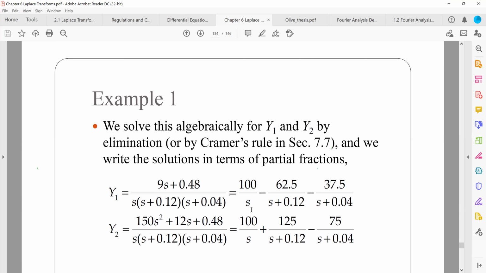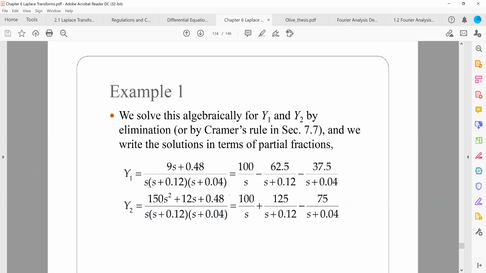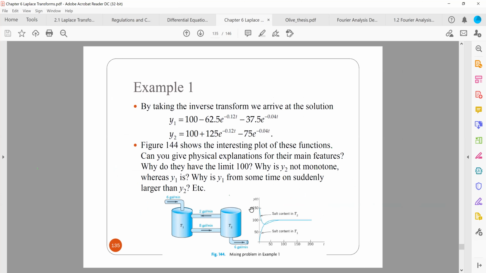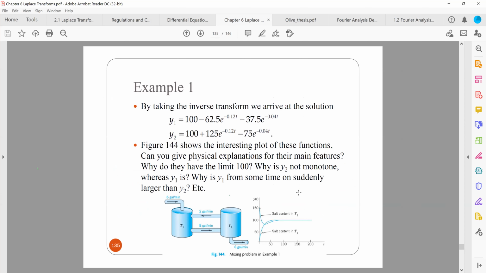You need to go back home and try to get these answers. Not go back home, you're at home. And then when you do the inverse transform of these expressions, you'll end up with this.